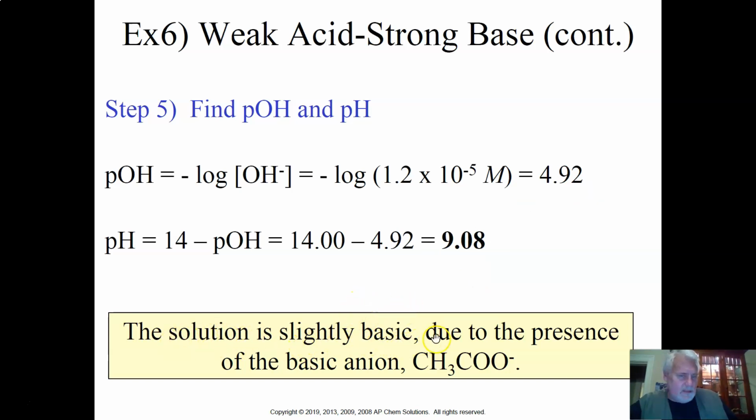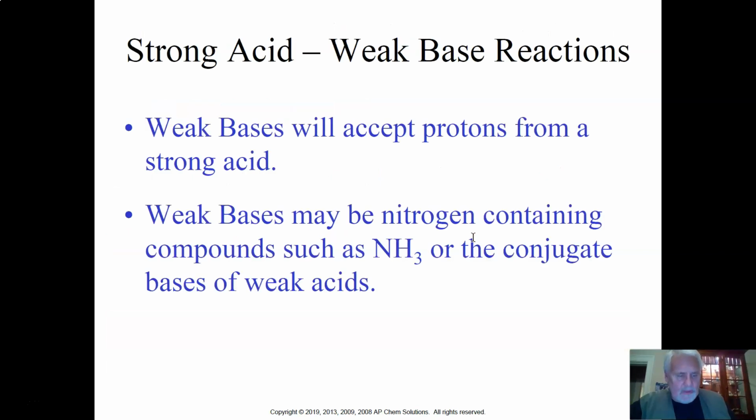It's slightly basic due to the presence of the basic anion CH3COO minus, which is an acetate. Okay, and there is the proof of that, the 9.08 pH, slightly basic. All right, so that was weak acid with a strong base.